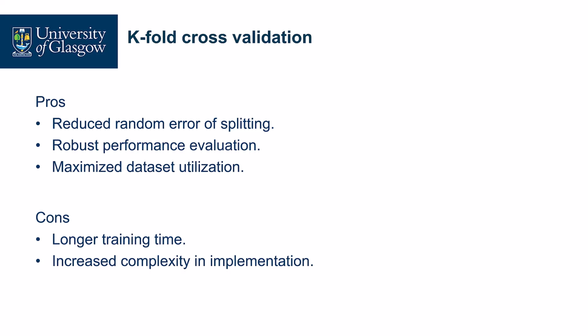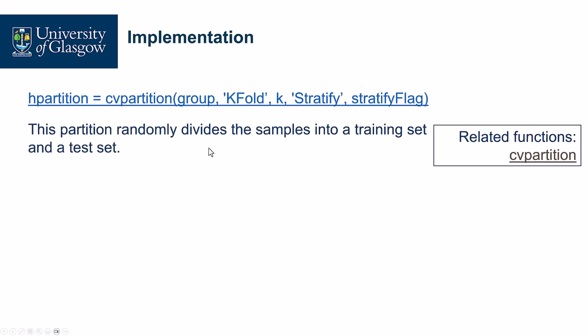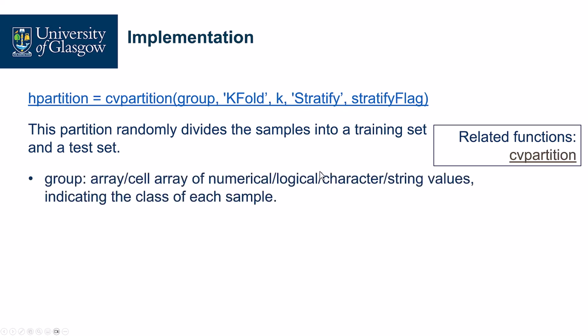How to implement it in MATLAB? Because k-fold cross-validation is again about generating the training set and the test set, we use the same function, cvpartition. This function divides the samples into a training set and a test set. But compared with the last session, the input arguments are different: group, k-fold, and stratify. Let's see what they are. Group is an array or a cell array of any data type, indicating the class of each sample.